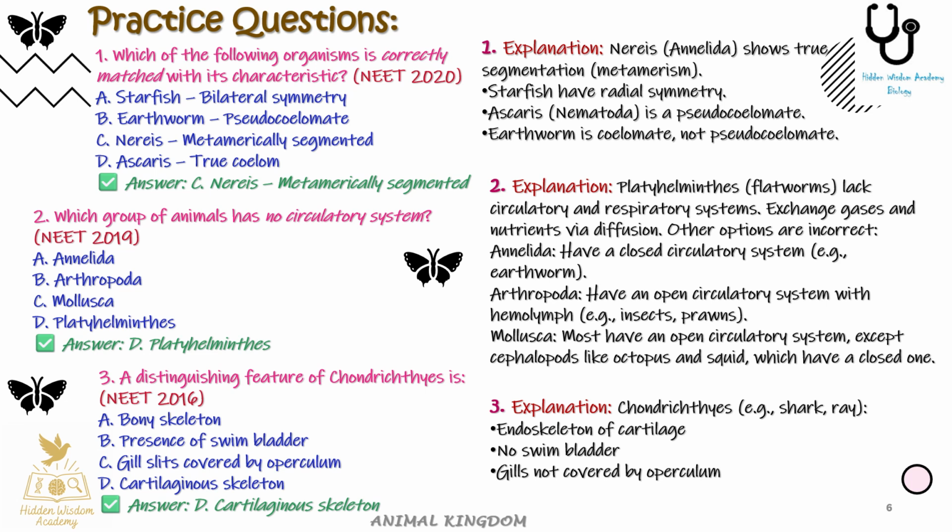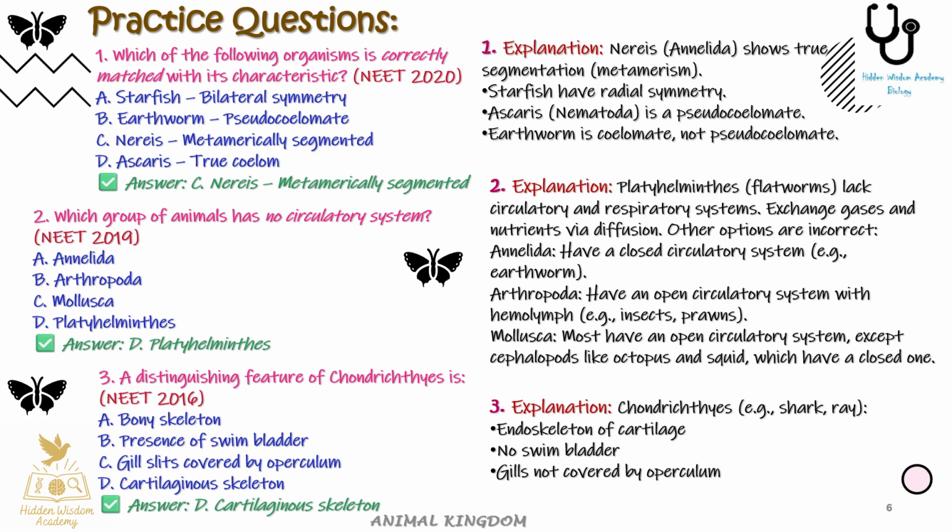Molluscs generally have an open circulatory system as well, but cephalopods like octopus and squid are an exception, having a closed circulatory system to support their active lifestyle. The correct answer is option D, that is phylum Platyhelminthes do not have circulatory system.